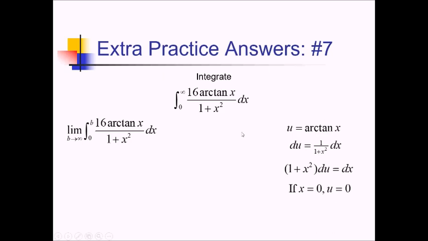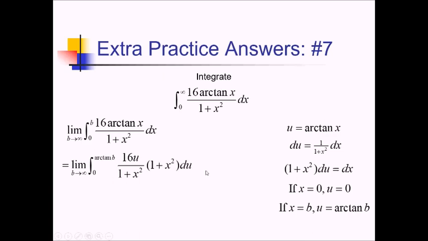Now if x is b, this is a little bit easier. u is just going to be the arctan of b. All right, plugging all that back in, we have the limit as b approaches infinity of, and now I'm going from 0 to arctan of b on my limits of integration, 16u over 1 plus x squared, and instead of dx, I now have 1 plus x squared du. Let's clean it up a little bit. These 1 plus x squareds are going to cancel, so I have 16u du.